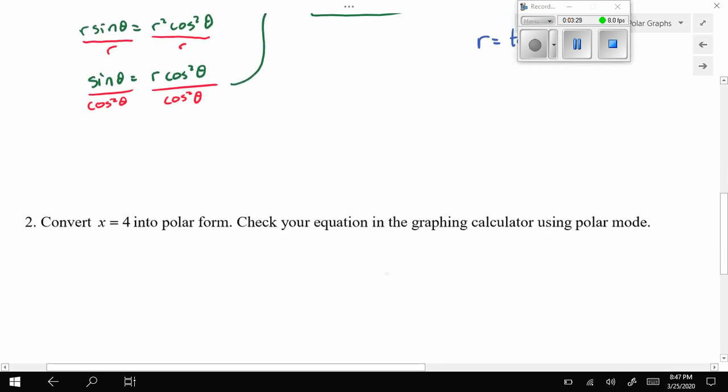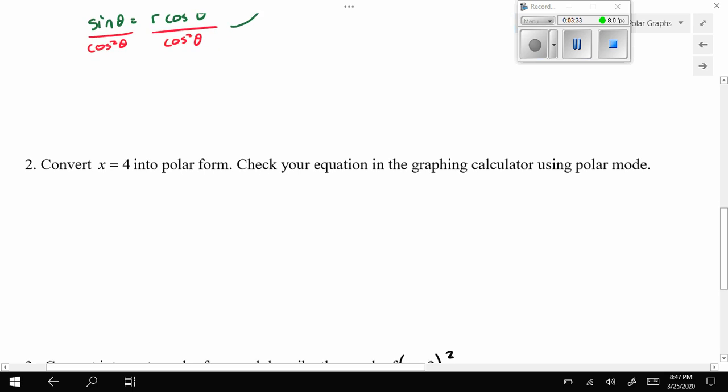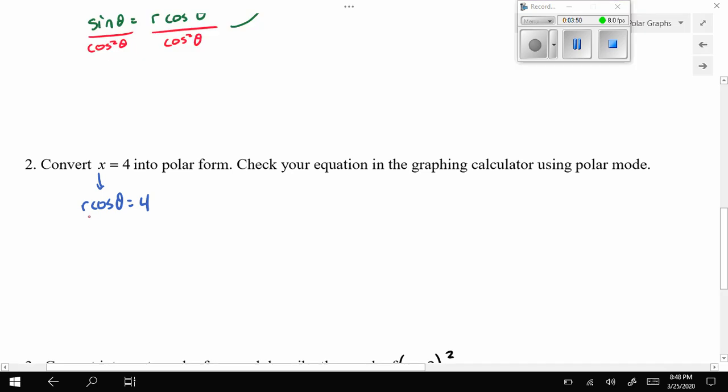Next one's kind of an easy one. It's just direct substitution, x equals 4. And if I go ahead and substitute right away, x is r cosine theta. And again, since our graphing formats are defined with r, I need to solve for r. I'm going to do that by dividing both sides by cosine.